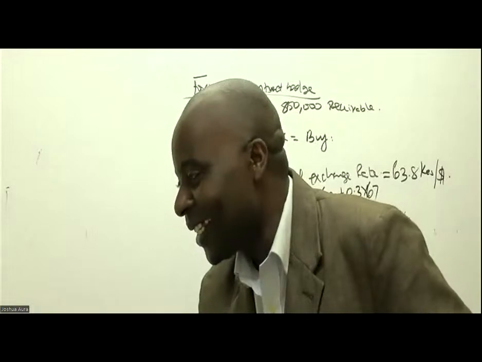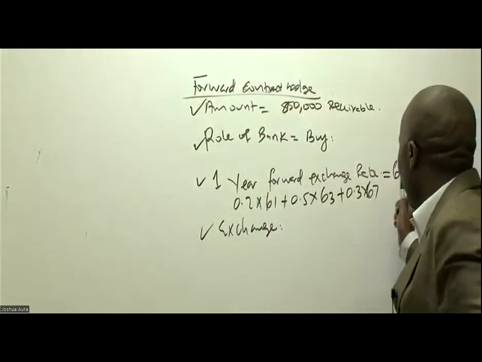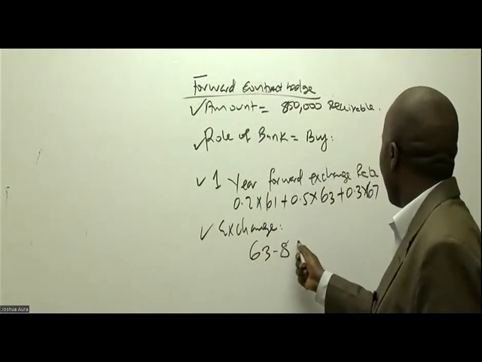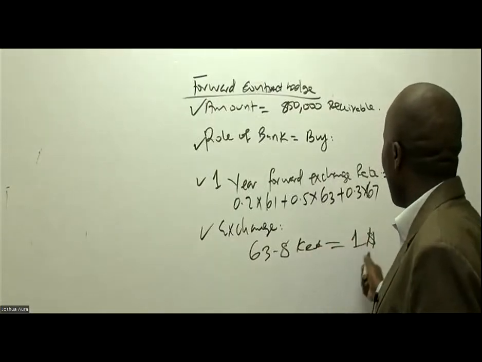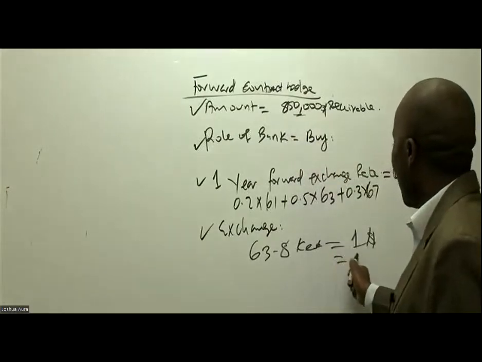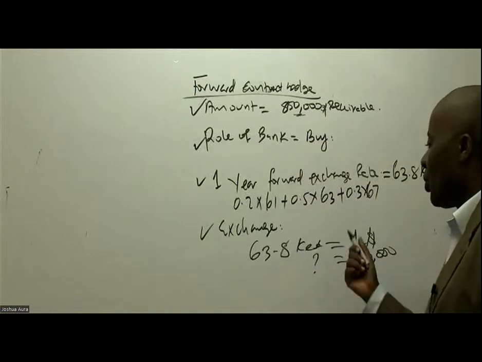I'm also seeing in this case here, Jamie has got that answer. It's very easy, so long as you take it the traditional way. 63.8 Kenya shillings equals $1. How about $800,000? It will be easy on a cross multiply.